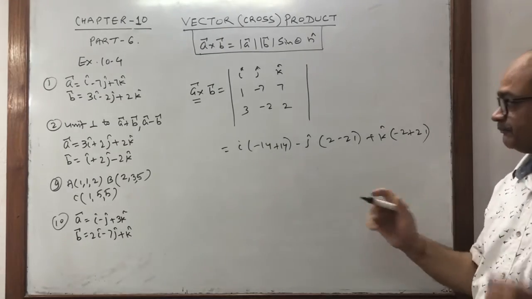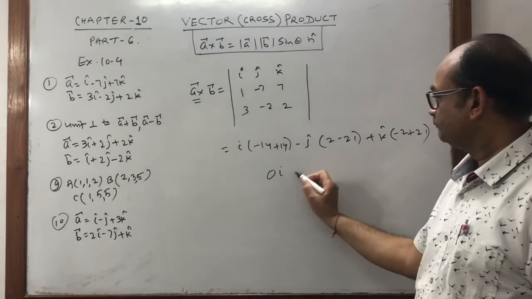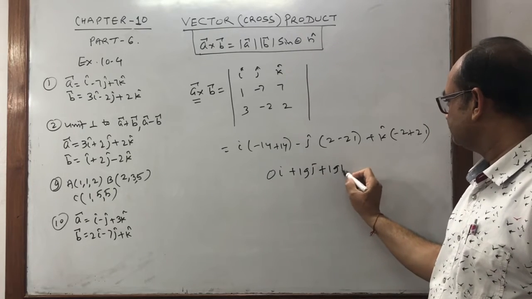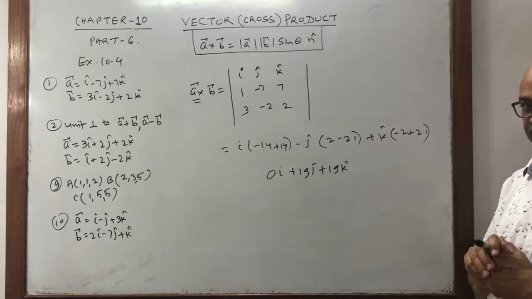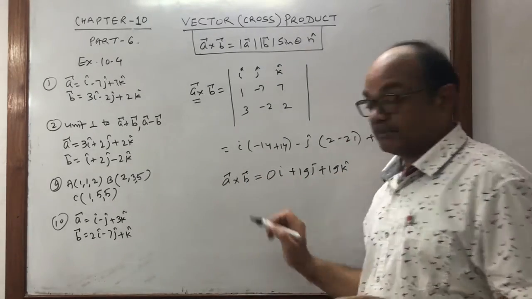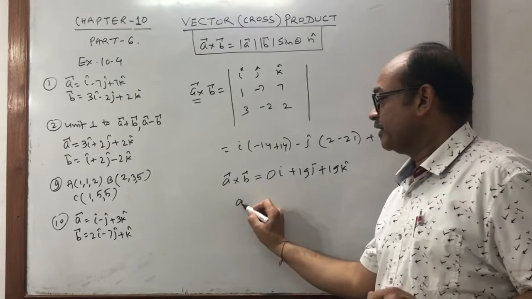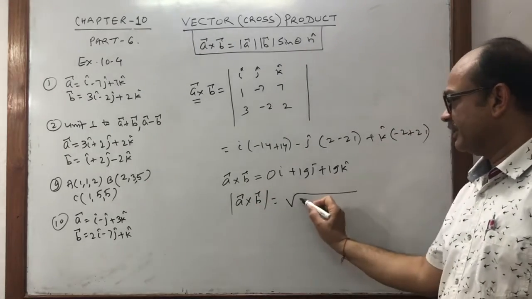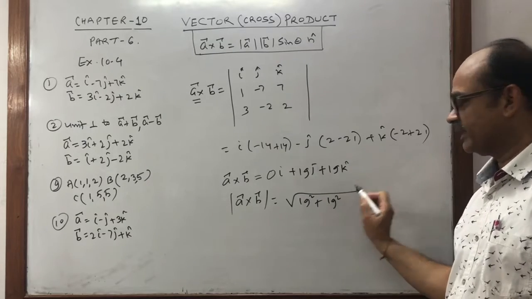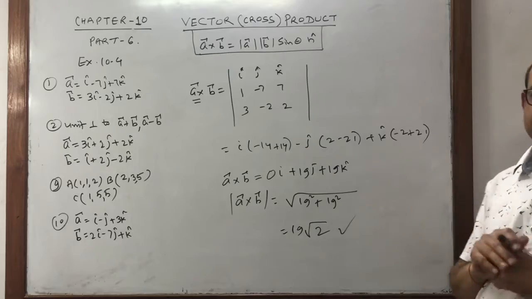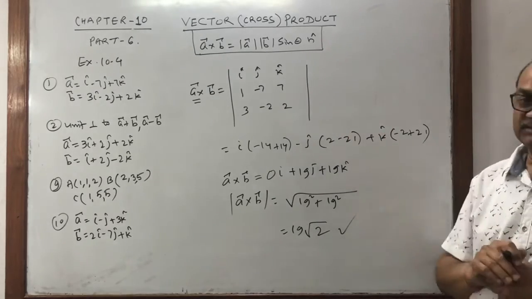So what we are getting? 0 I, 19 J and 19 K. Correct? This is the value of A cross B. But what is our question? Find out the magnitude. And magnitude you know very well. 19 square plus 19 square is nothing but 19 under root 2, which is the answer for question number 1.